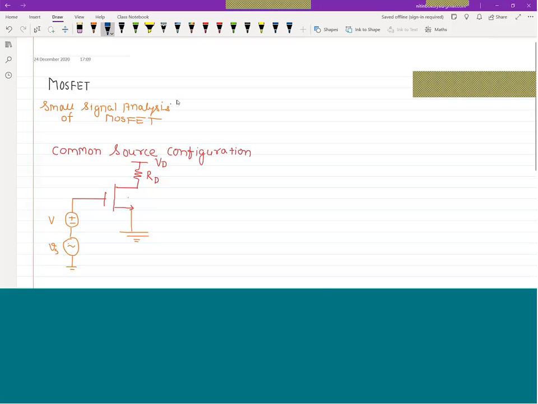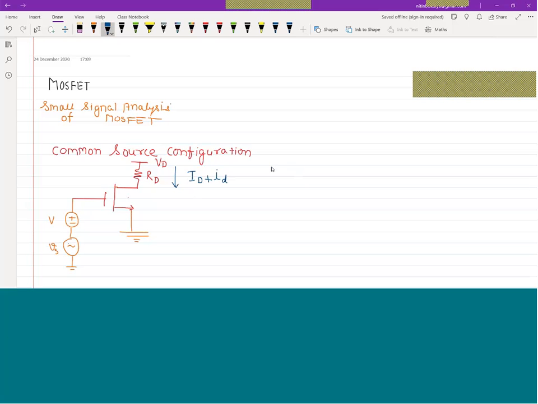So there are two types of supply here, AC and DC. The current in the MOSFET, it's the same approach as we discussed in our analysis of bipolar junction transistor. I am interested in AC analysis of this, and for AC analysis, we can assume all DC quantities equal to 0.